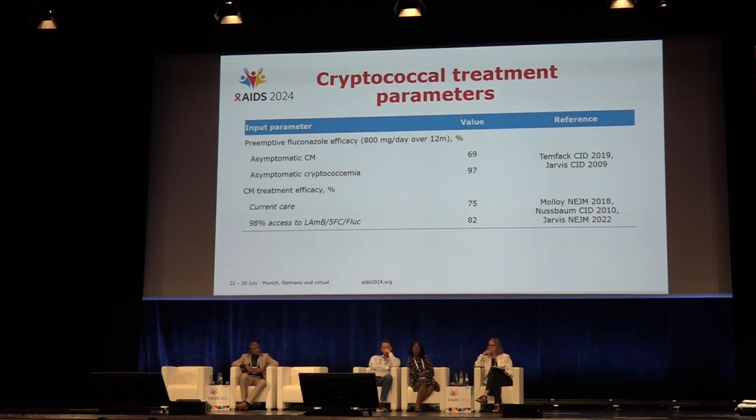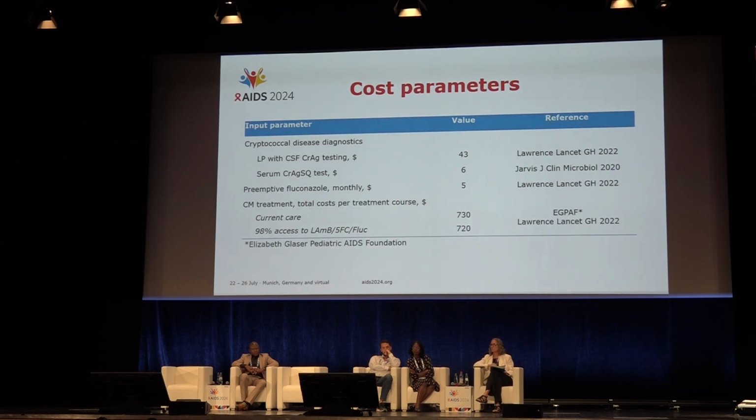Preemptive fluconazole efficacy was 69% in those with asymptomatic CM and 97% in those with asymptomatic cryptococcemia. And then CM treatment efficacy was 75% in the current care strategy and 82% in the 98% access strategy. An LP cost $43, a serum CRAG test cost $6, and preemptive fluconazole was $5 per month. And then CM treatment costs $730 in the current care strategy and slightly less, $720 in the 98% access strategy. And this is because of shorter hospitalizations and reduced drug costs.